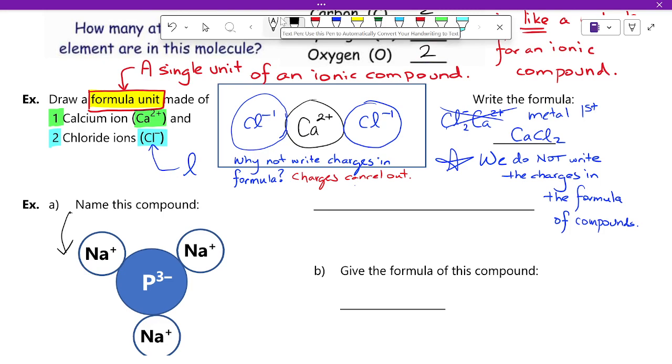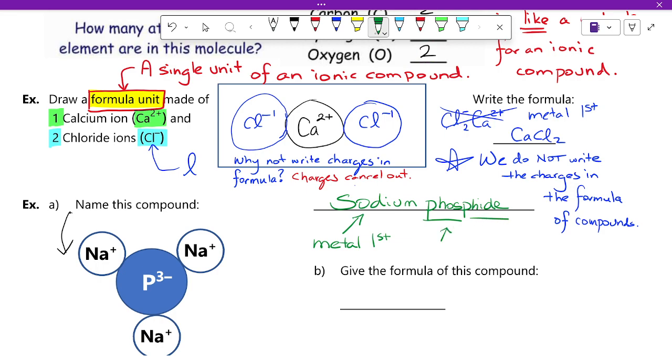So let us name this compound. Sodium phosphide. Remember, we have the metal first, and then the phosphide is 2 syllables, ending in "ide."